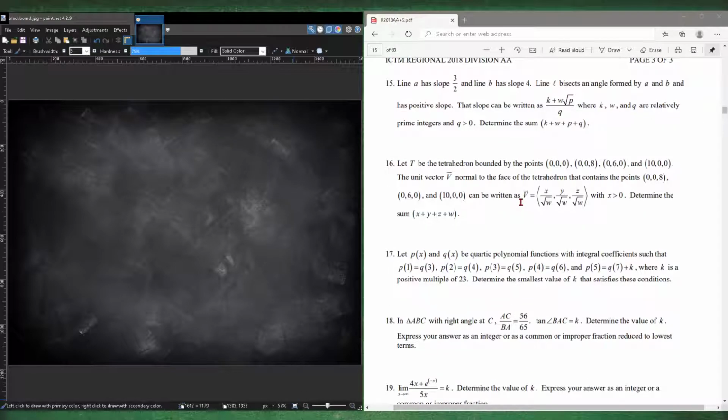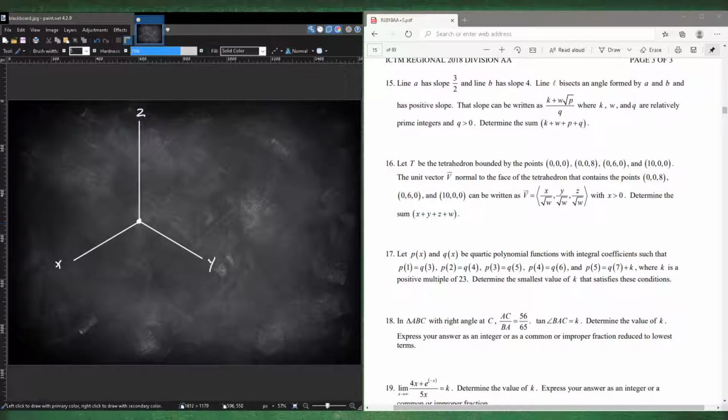Now, number 16. Let T be a tetrahedron bounded by the point 0, 0, 0. So let's kind of draw our picture first so we get an idea of how this looks. Then we have something like this. Okay, so I usually like to label this your X, your Y, and the Z. So then it's facing towards you and see how it looks.